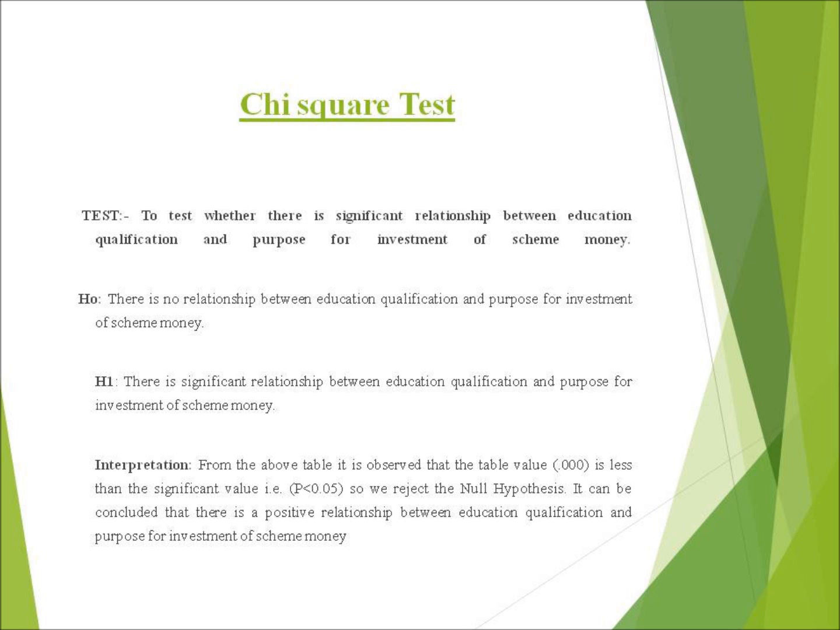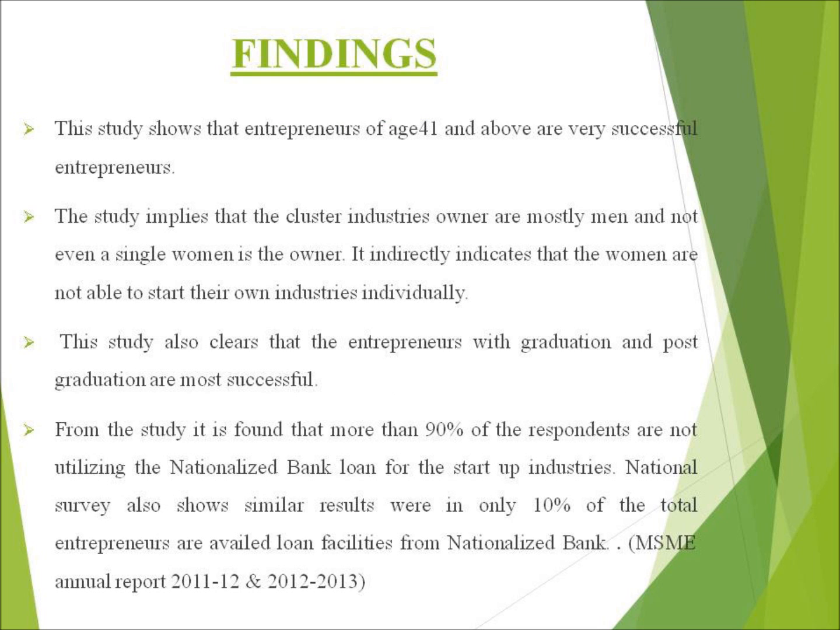Like interpretation: from the above table it is observed that the table value is 0.00, that is less than the significant value, that is 0.05. So we reject the null hypothesis. It can be concluded that there is a positive relation between education qualification and proposed investment of scheme money.